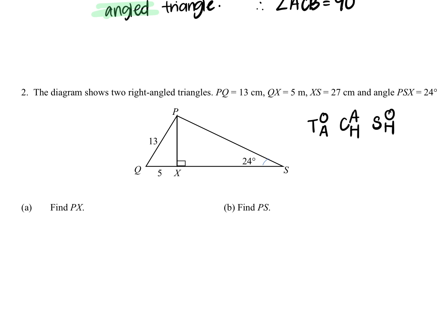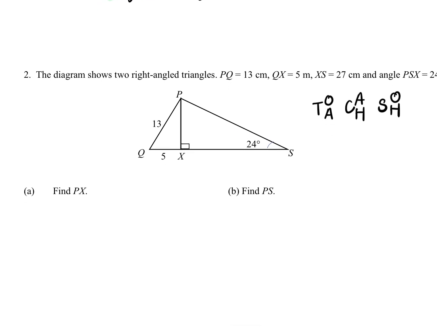Okay, so most of you might have understood this or remember this. Please make sure you write it down. Right, so now this diagram shows two right angled triangles. They must mention it's a right angle triangle. If it is not mentioned as a right angle triangle, you cannot use these formulas.